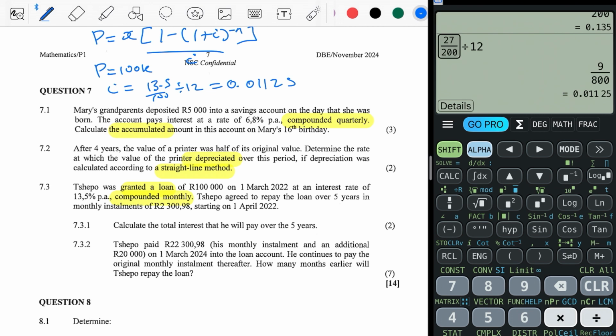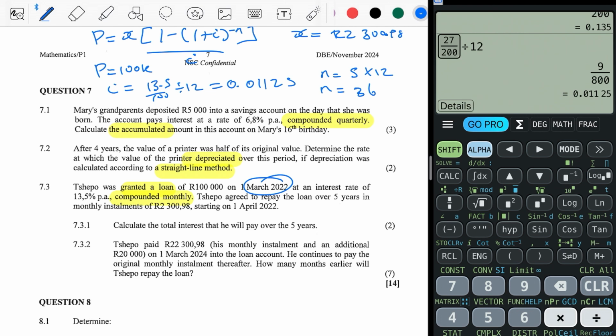Now Tepo agreed to repay the loan over 5 years. So Tepo agreed that he will pay the loan over 5 years. Of course, we times that by 12, so 5 times 12 gives 60 months. And then there's a monthly installment of 2,310, so your X is 2,300.98. This is the amount of money that he pays. He agrees to pay 2,300 every month, starting from April, so starting just 1 month after he got the loan, and he's going to do that for the next 5 years.